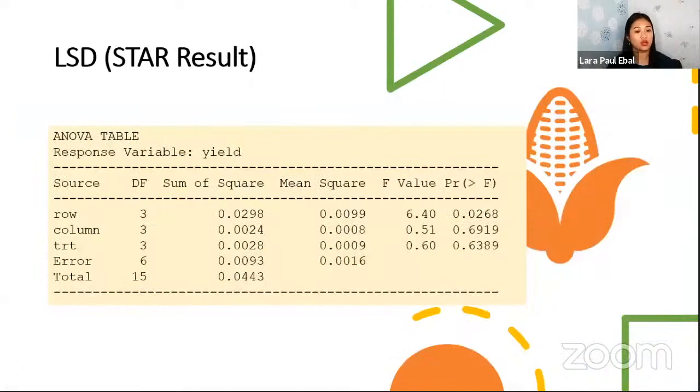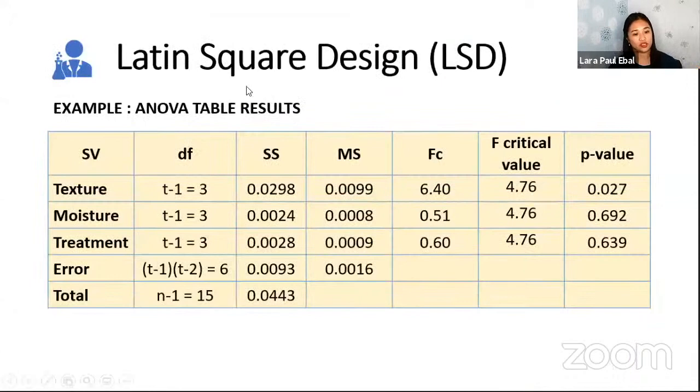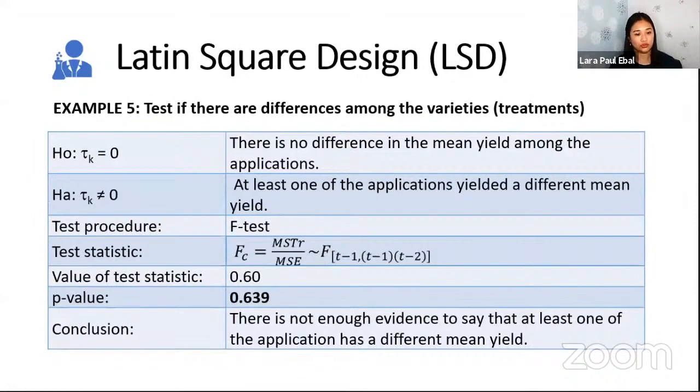Okay, now using STAR, you can have this output here. As you can see, the source of variation now has a significant result. You can see only the row factor differs in terms of the means. Okay, so if we have this ANOVA table again, you can have the F or the p-value to decide. And then, okay, so we can now test for the differences among the treatments.